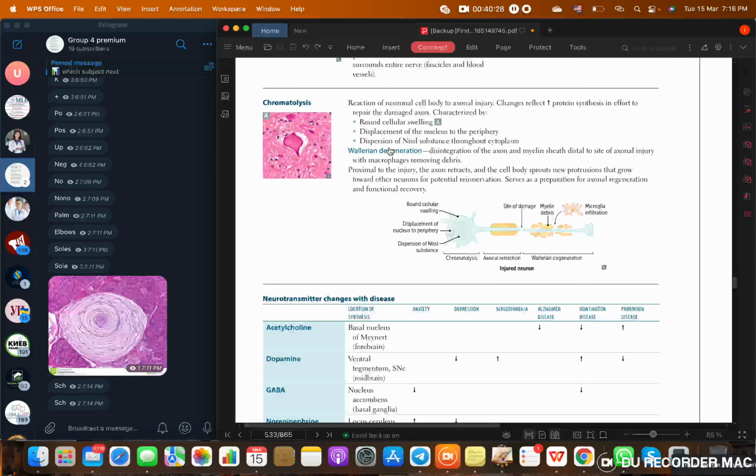Chromatolysis. Let's cut somebody's nerve. If you cut somebody's nerve, it highly depends. Did you reconnect it or you did not reconnect it? If you did not reconnect it, you will have Wallerian degeneration. If you reconnect it, you will have regeneration. So in this case, they like to mention that you did not connect it back. So chromatolysis.